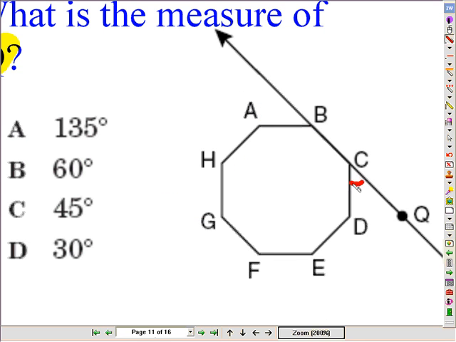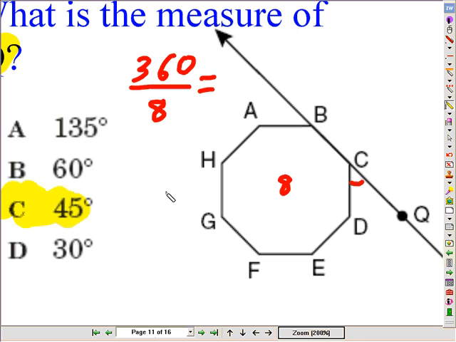So how can we determine the angle measure of just one exterior angle, knowing that it's an octagon and all of them are congruent? Well, we take the grand total of all the exterior angles, and we can divide by how many we have, and that'll determine the measure of just one exterior angle. And that gives us this answer right here, 45 degrees.